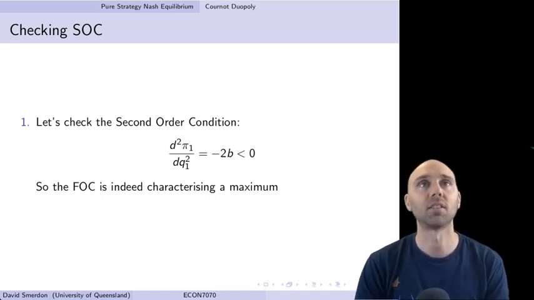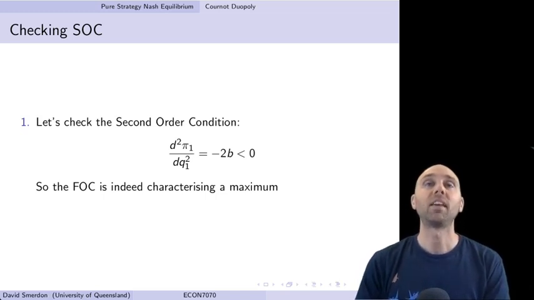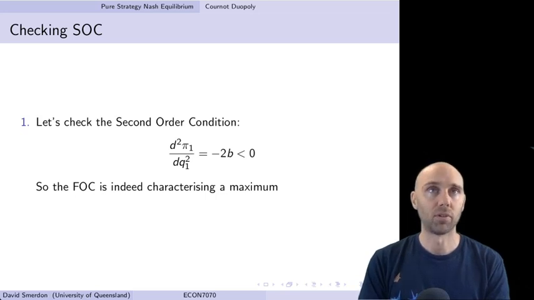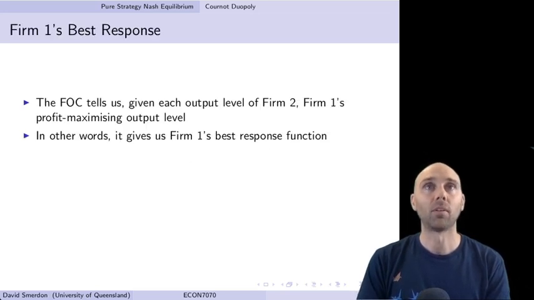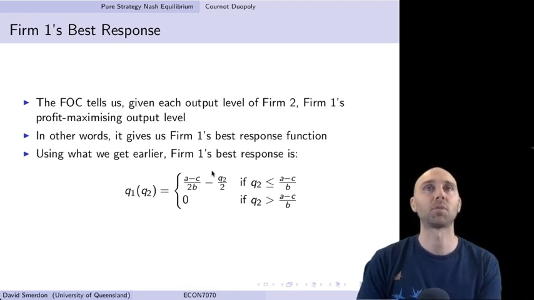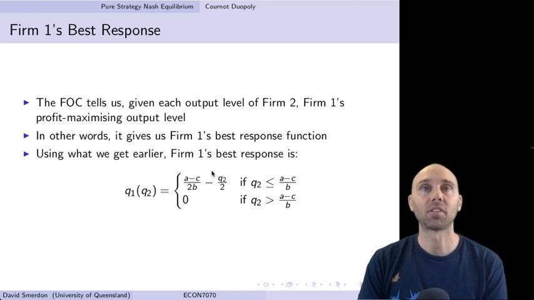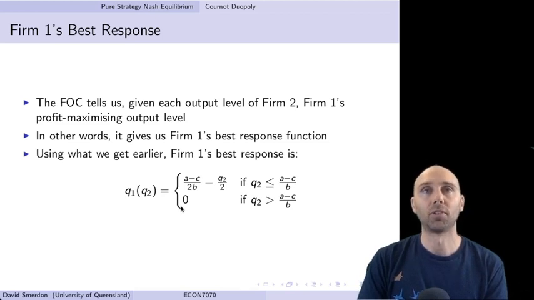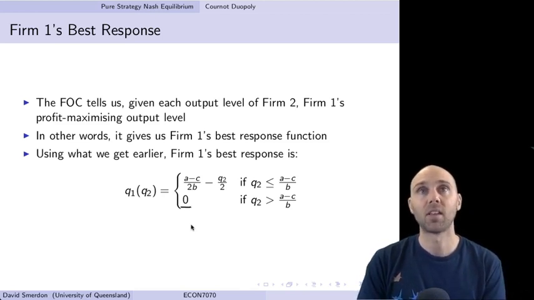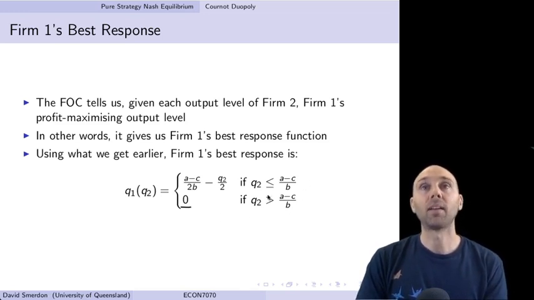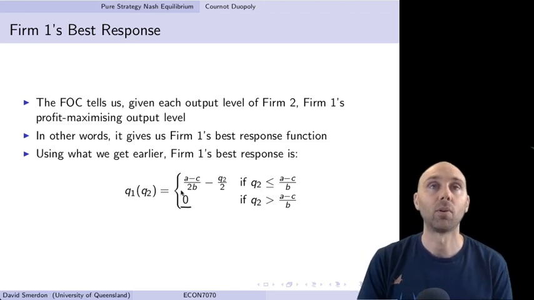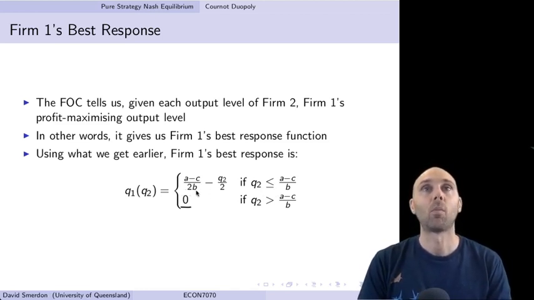So what this condition, the first order condition, tells us is that given each possible Q2 that firm 2 can choose, firm 1's profit maximizing output level is given by Q1. That gives us, in other words, firm 1's best response function, the best that firm 1 can do for each possible output of Q2. Now remember, we already decided that if Q2 was greater than this number here, A minus C over B, then firm 1 shouldn't produce at all. So we need to actually break up the best response function into 2 parts. The part of the graph where Q2 is greater than this critical point, and the part of the graph when Q2 is less than that point. And in that case, we can throw in the first order condition, A minus C over 2B minus Q2 over 2.